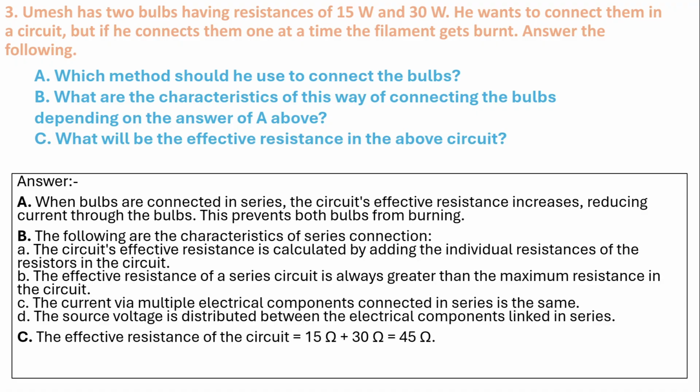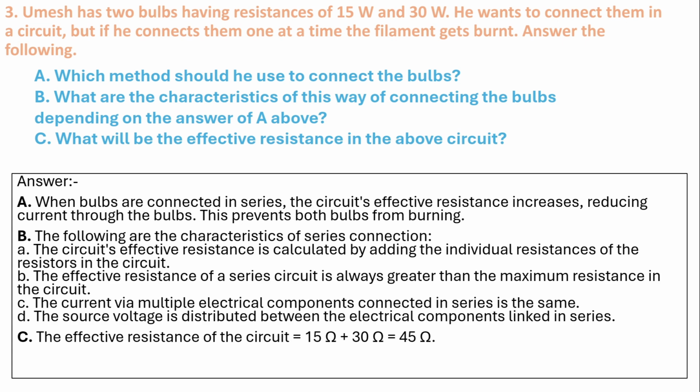3. Umesh has two bulbs having resistances of 15 ohms and 30 ohms. He wants to connect them in a circuit, but if he connects them one at a time, the filament gets burned. Answer the following. A. Which method should he use to connect the bulbs? B. What are the characteristics of this way of connecting the bulbs depending on the answer of A above? C. What will be the effective resistance in the above circuit?